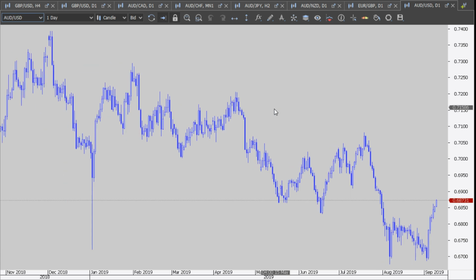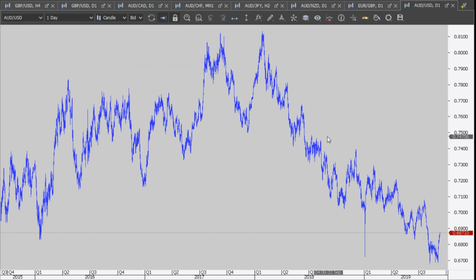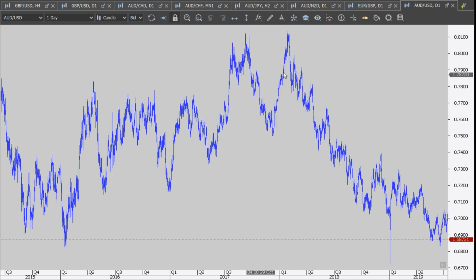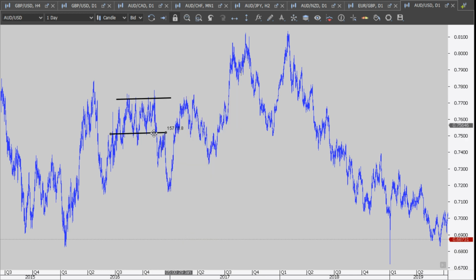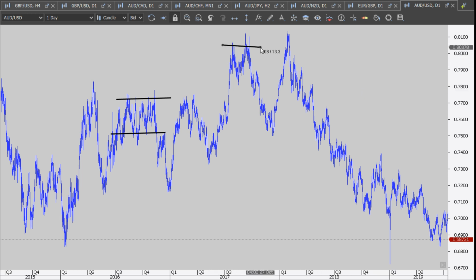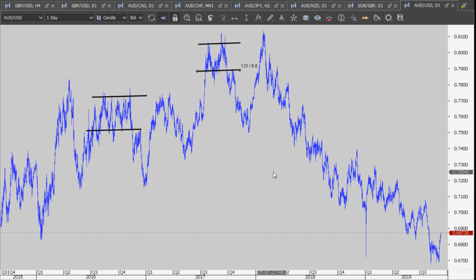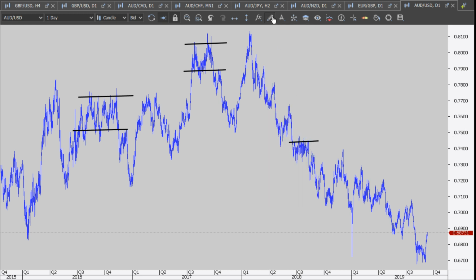AUDUSD, let's see, daily chart. AUDUSD. Daily chart. Looking here, it's a mess, but still okay. Sideways movement. Sideways movement in here. Sideways movement in here. Sideways movement in here. Not the perfect one, a little bit challenging. Right? Shorter sideways movement in here. Shorter sideways movement in here. Okay?